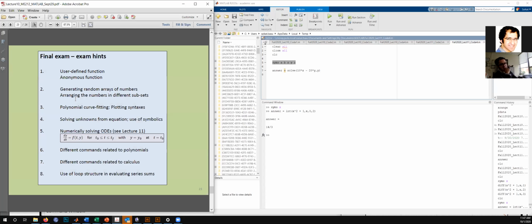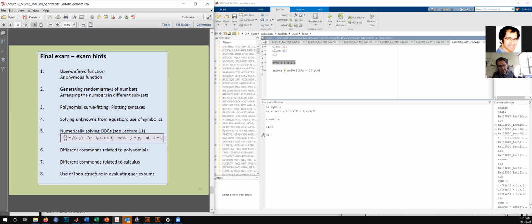Now for the final exam hints. This slide should help you figure out which parts of the syllabus you want to focus on. Again, go back to the lectures that we had on functions, the user-defined functions, the anonymous functions. Practice them again. Practice out the scripts that we wrote. Basically, starting from the lecture where we started to write codes, the script files, the function files, practice them as much as you can.